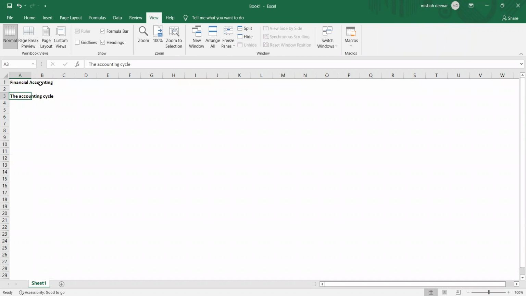Assalamu alaikum. So let's start with financial accounting, the accounting cycle. In this topic, we will learn about the accounting system number one, and then we will learn the double entry bookkeeping.